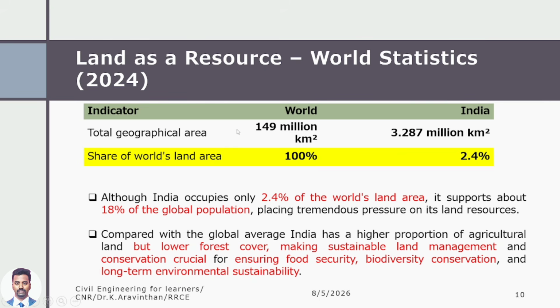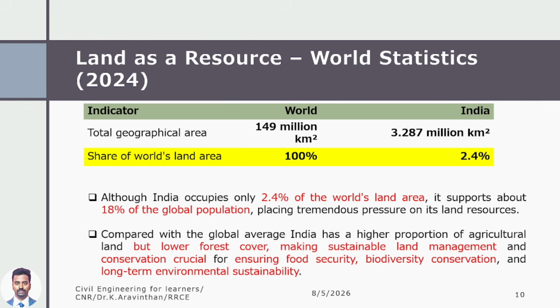Whereas in the world you can consider the population and land proportions are different. When you compare with the global average, India has a higher proportion of agricultural land but lower forest cover. Also in forest, you have 22 percent of forest in India, but globally you have more than 30 percent. By the statistics you can understand, if we are not properly managing the land, the population is not going to decrease. It will be increasing year by year.